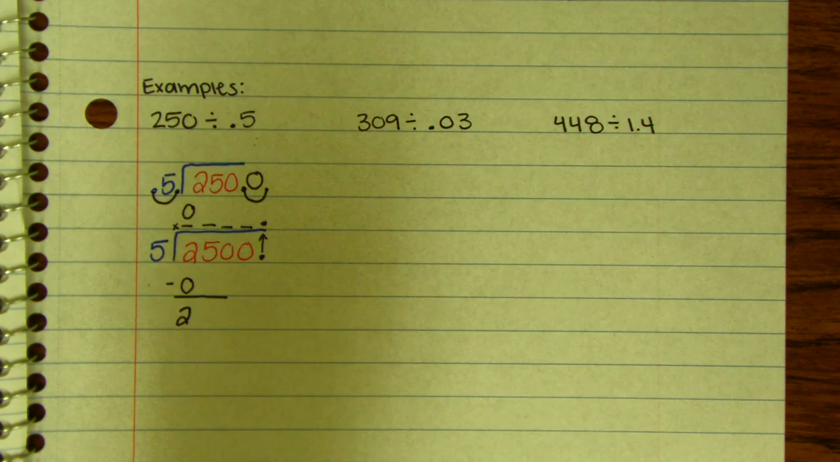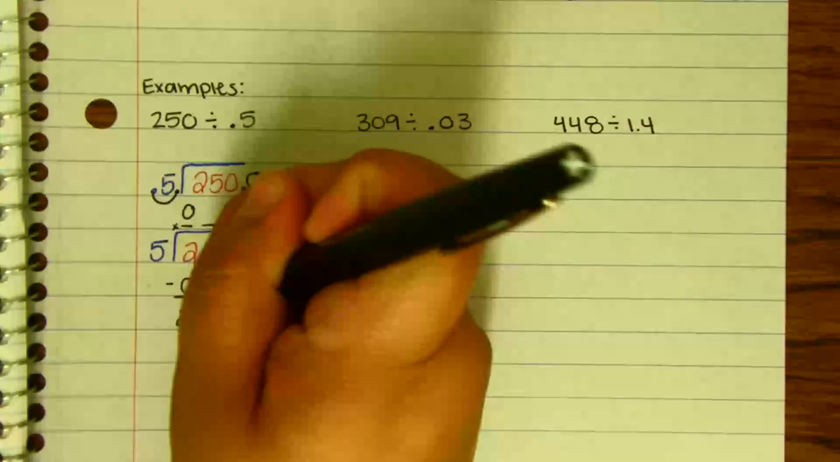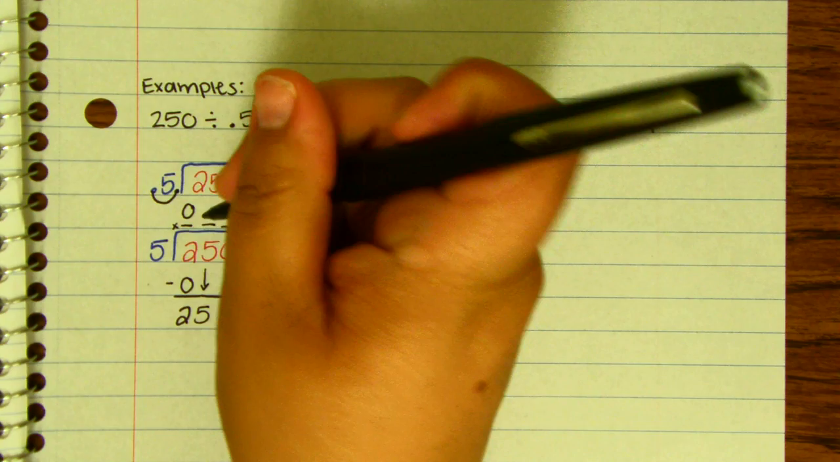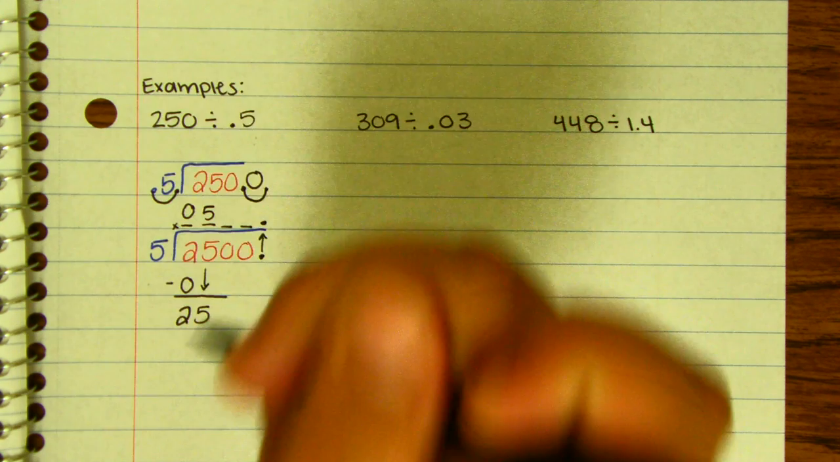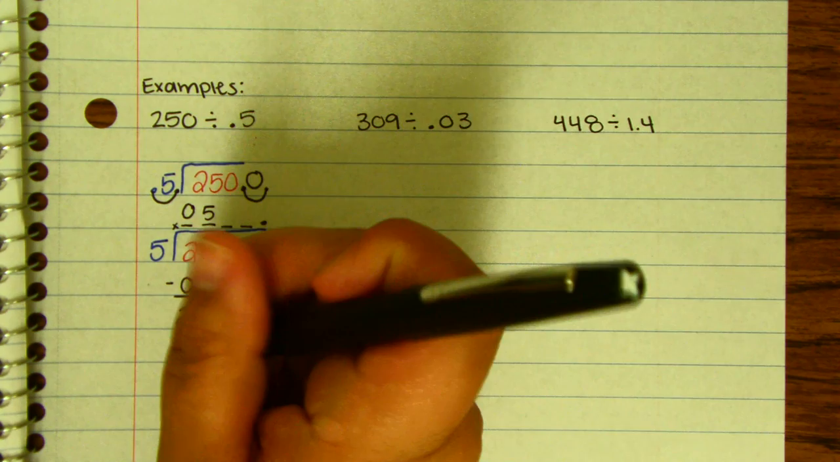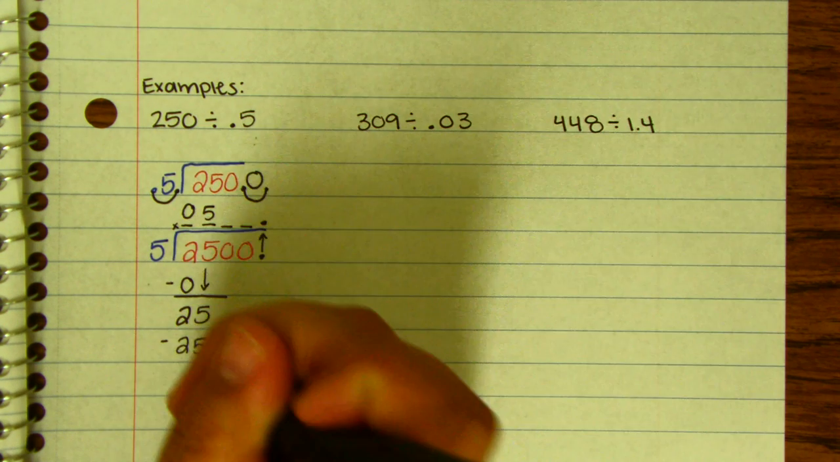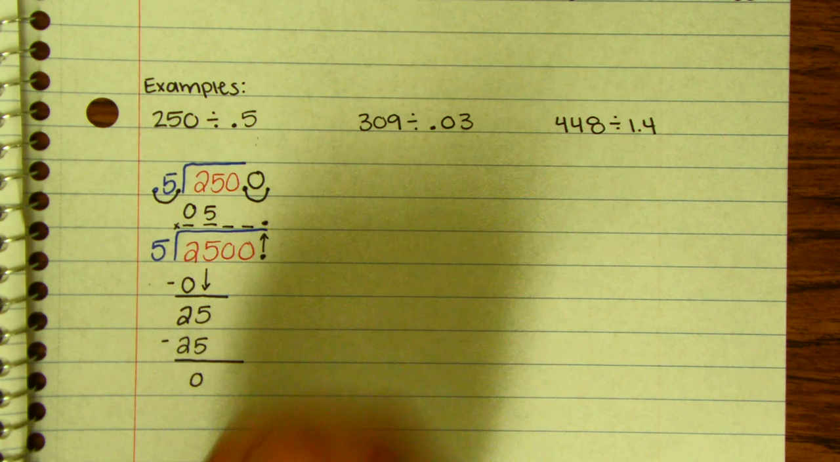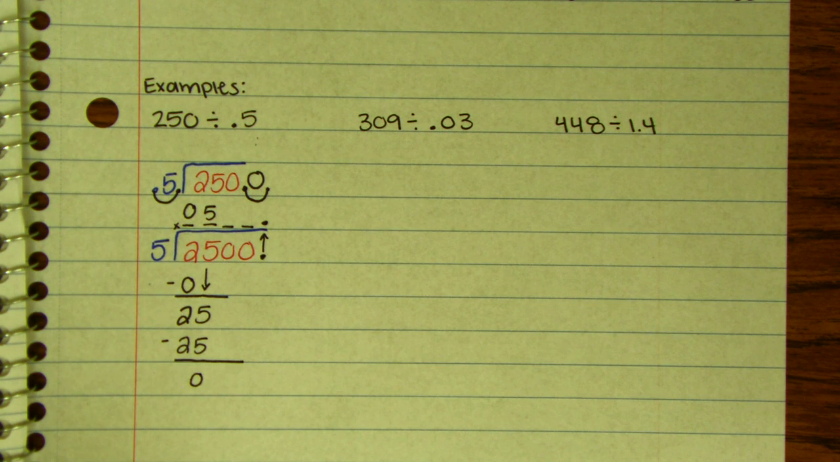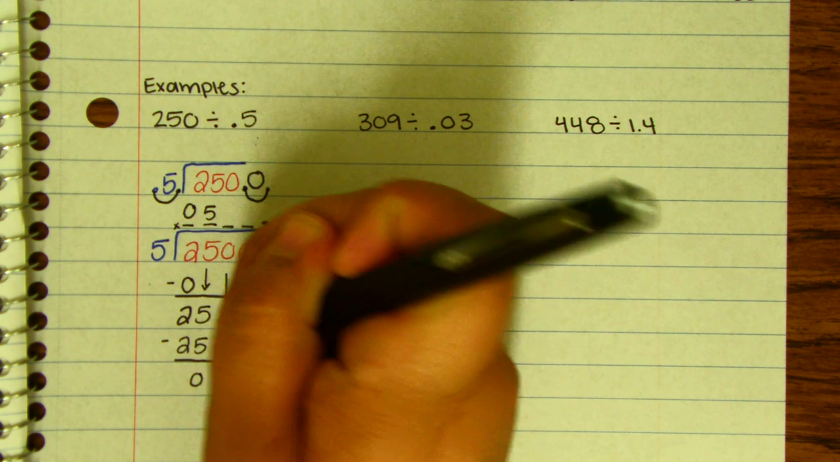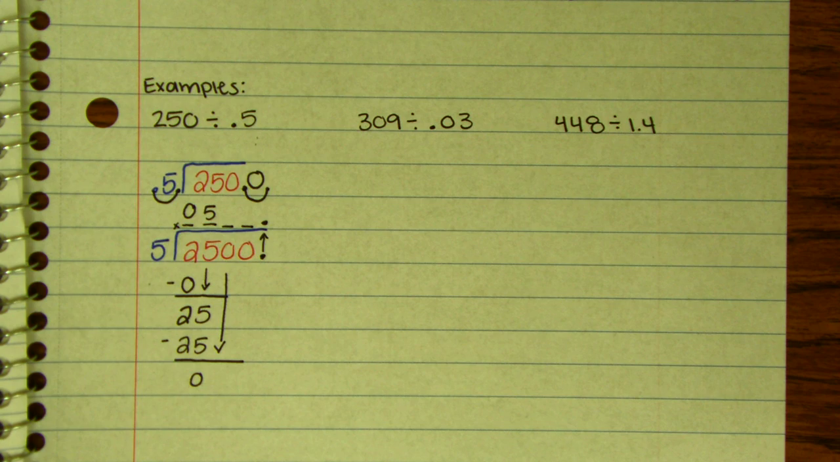Then I need to bring down the next number in line, which is a 5. And now I have 25. 25 divided by 5 is actually 5, because 5 times 5 is 25. I do the next step, which is subtracting, and I get a 0. Then I bring down the next number, which is a 0.